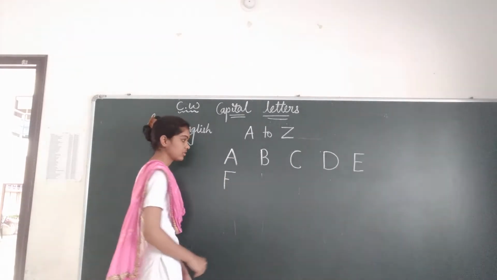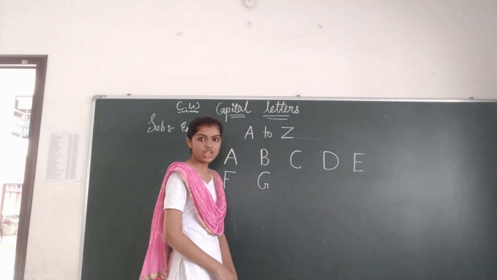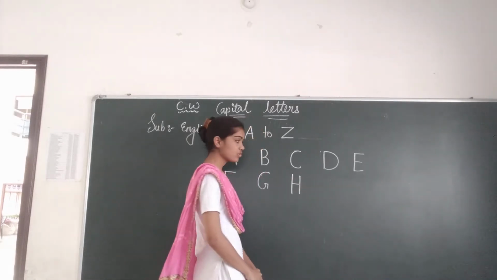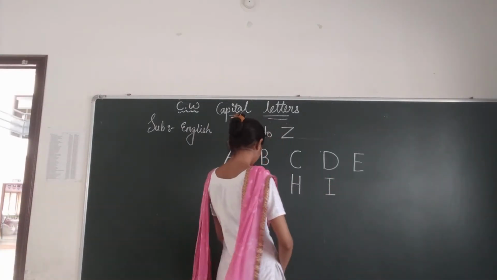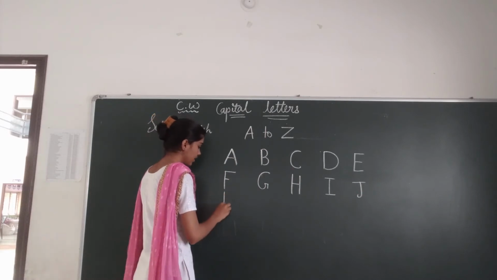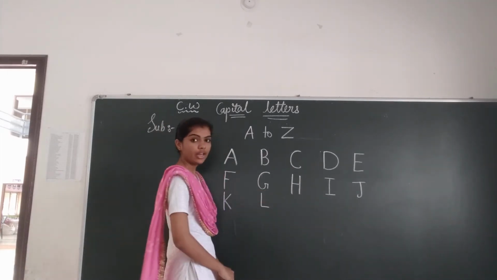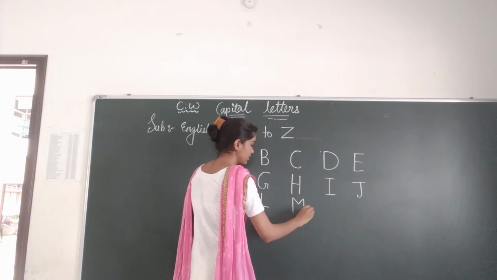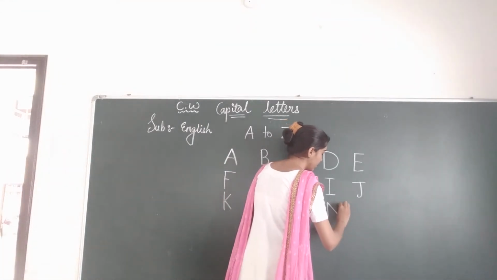F for fish. Go and sleeping, standing. G, two standing and sleeping. H, J, now standing and two slanting. K, one standing and sleeping. L, now standing, two slanting and standing. M, now standing, slanting and standing.